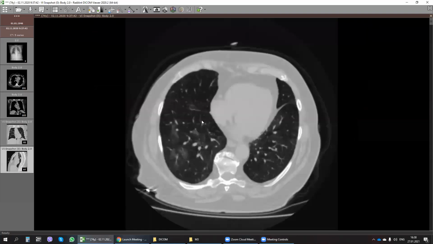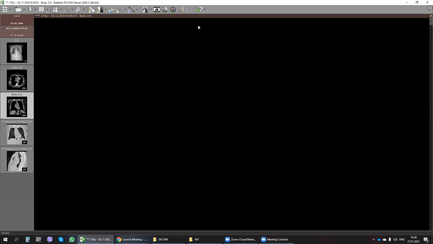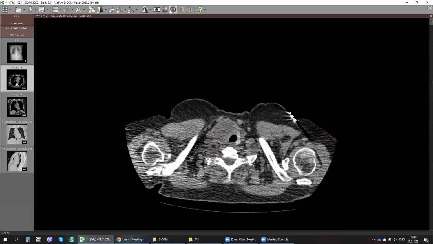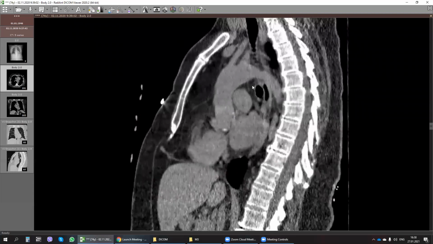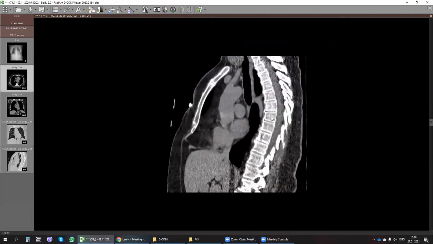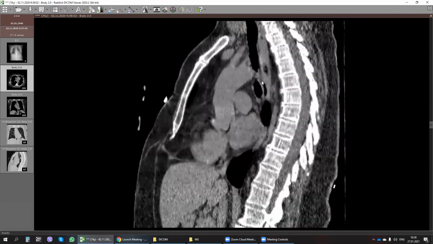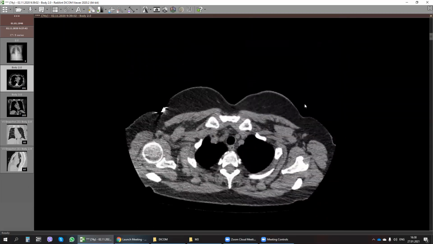Also, we may use sagittal projection. I will show it to you right now. Sagittal projection, like lateral projection in case of the plain X-ray, yeah, and axial projection.